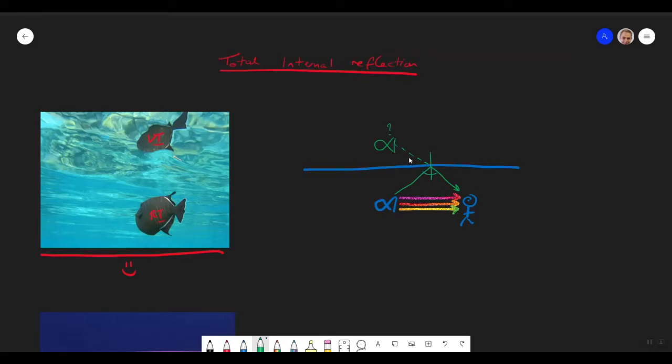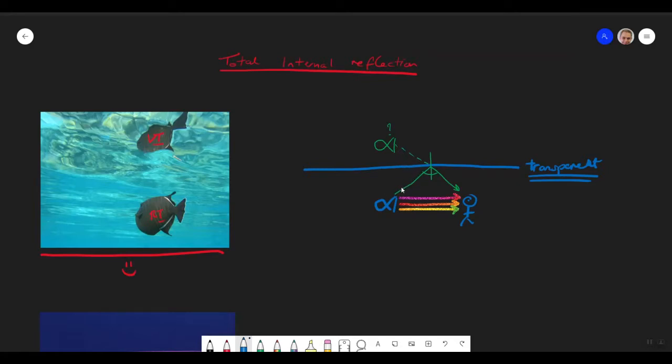But actually, if you think about it, this is weird, because if there's one thing that water's pretty famous for, it's for being transparent. Water is a transparent medium. Light travels through it completely fine. So why is this light reflected? Why is it not going through? Why am I able to see an image up there?